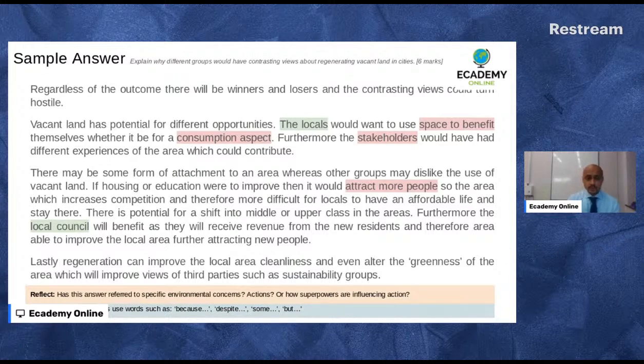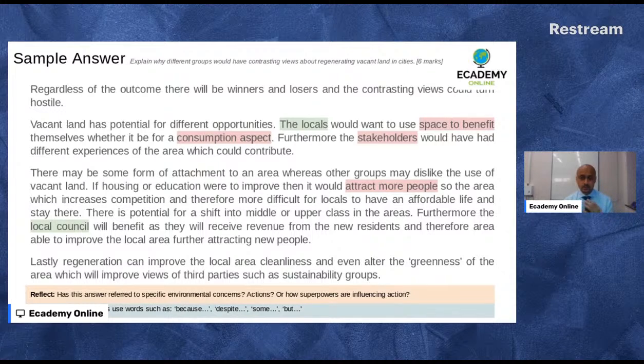Okay, so remember, key thing is you're trying to teach, or you're trying to fill an empty vessel. Demonstrate to the examiner that you know what you're talking about, and the only way you can do that is being specific and referring to specific examples. Let's have a look at the third paragraph. There may be some form of attachment to an area, whereas other groups may dislike the use of the vacant land. Okay, if housing or education were to improve, then it would attract more people. So the area increases competition and therefore more difficult for locals to have affordable life and stay there.